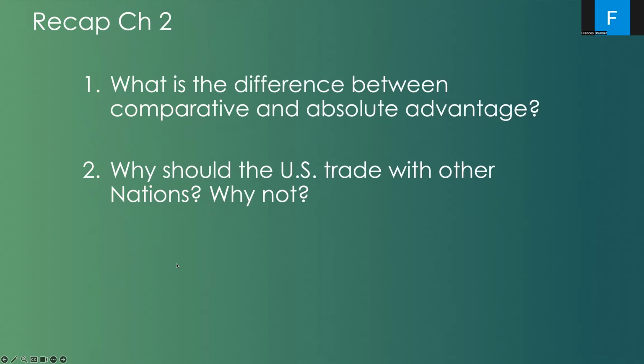Okay, recap of chapter two. What is the difference between comparative and absolute advantage? In the last chapter, we talked about comparative advantage being a product or service that a country can produce more effectively and efficiently than most other countries. An absolute advantage is when that country can produce a good or service more effectively and efficiently than all other countries. So, why should the US trade with other nations?